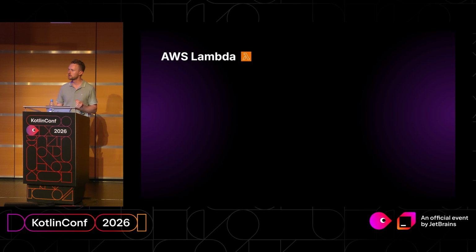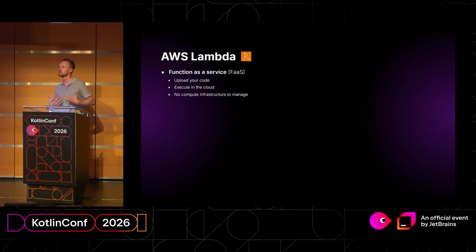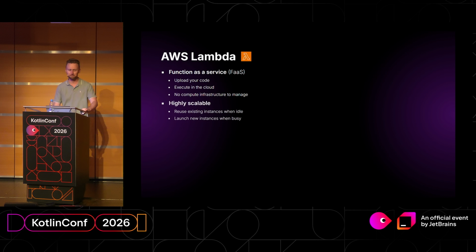So a quick refresher on AWS Lambda for those who are semi-familiar or not yet familiar. It's a function as a service. You upload your code into the cloud. AWS executes it for you. There's no compute infrastructure for you to manage. It's kind of hands-off. It's just the code and the service that runs it in the cloud. One of the reasons that I really like Lambda is that it's highly scalable.